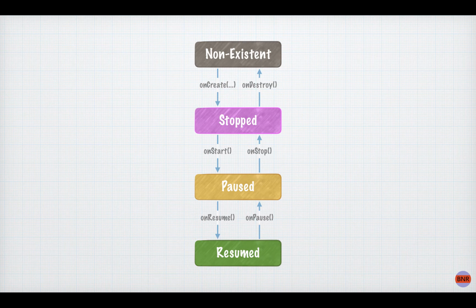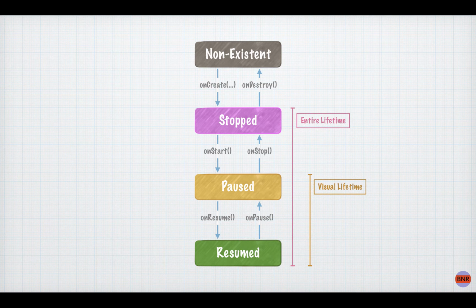The entire lifetime of an activity starts when it is launched and stops when it is destroyed. The visual lifetime of an activity starts when it is launched and stops when it is stopped. Remember, a stopped activity can still be in memory. The foreground lifetime of an activity stops when it is paused.